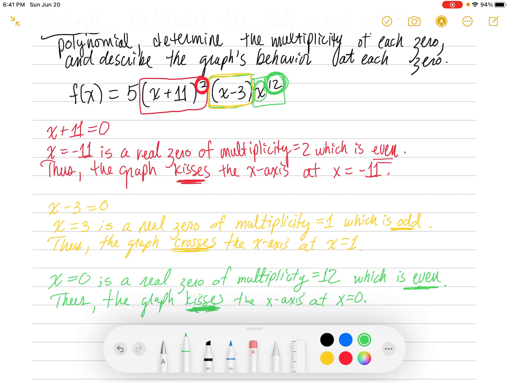Okay, so those are all the zeros: negative 11, positive 3, and 0. Those are the three real zeros, or you could call them x-intercepts. All right, so we're going to close this video out, and we're going to do some further analysis of our polynomial functions. We're going to put everything together: the right-hand behavior, the left-hand behavior, and the real zeros, and whether they're kissing or crossing.